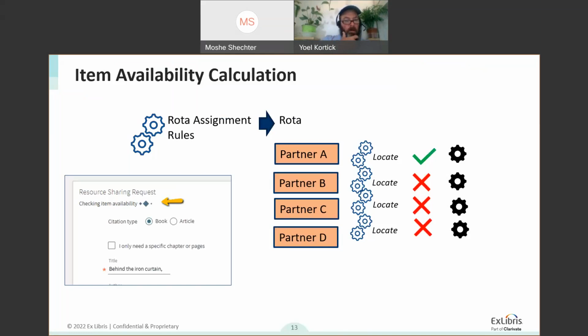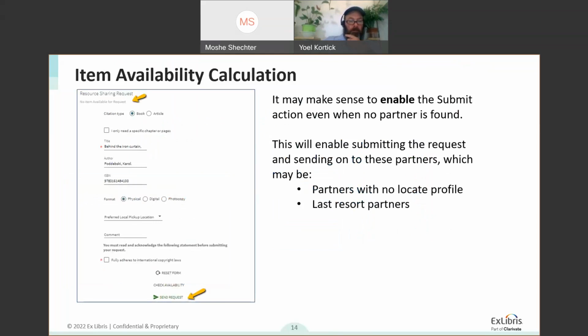If, of course, none of the potential lenders would respond with something that is available, then the no item available indication will show up. Now, this calculation, this locate calculation, happens based on your configuration. So the partners that have a locate profile, that locate profile is used. And if that locate profile is configured to include availability, requestability checks, then that calculation will take place. So it goes as accurate as you have configured your locate profiles. Now, let's say I have this no item available for request indication that showed up. No partners can fulfill my request.